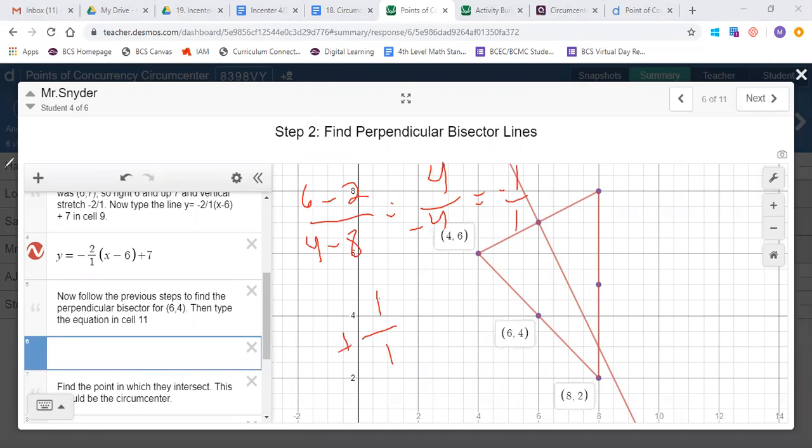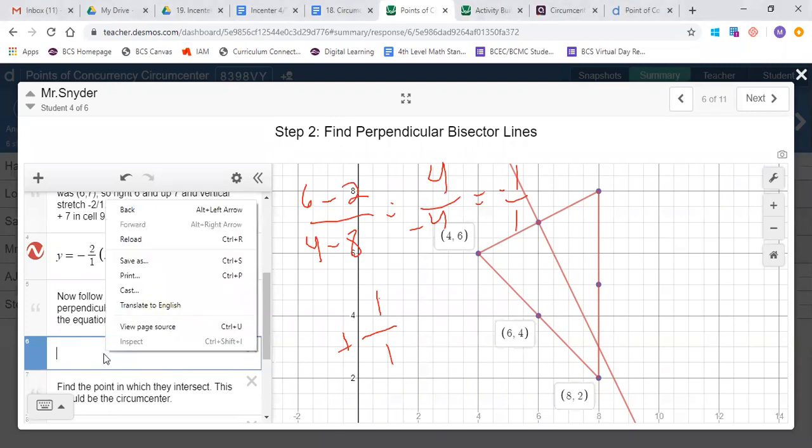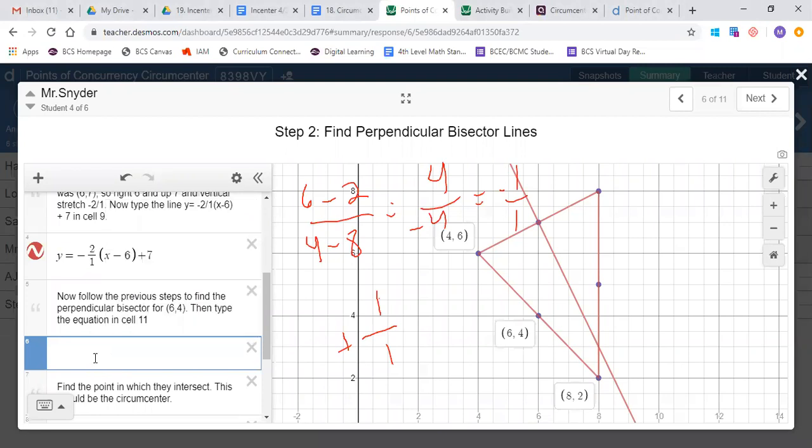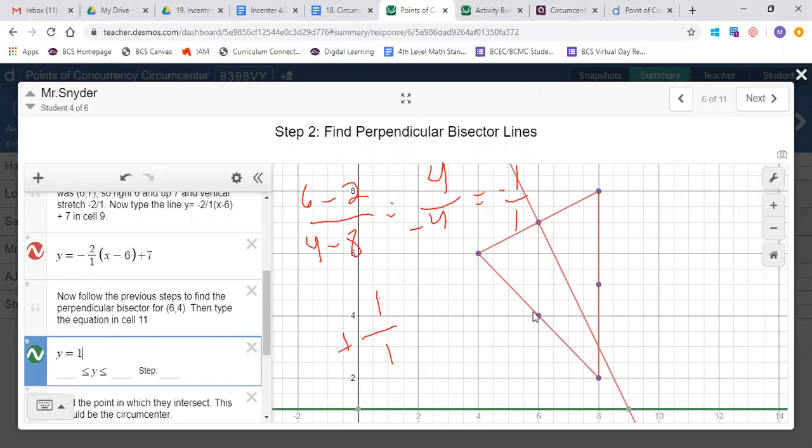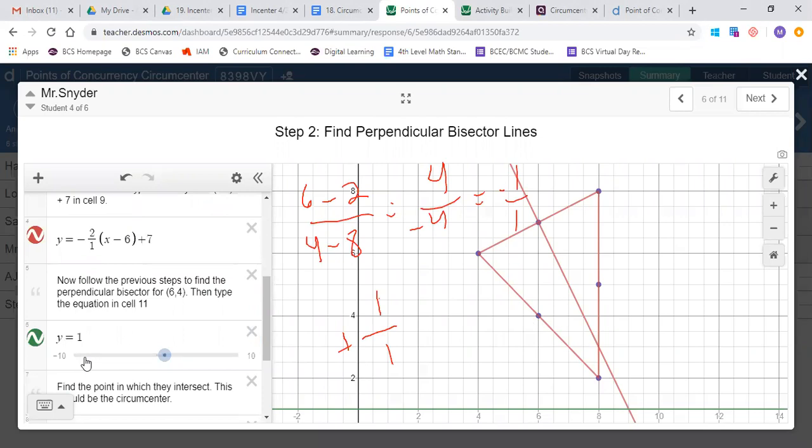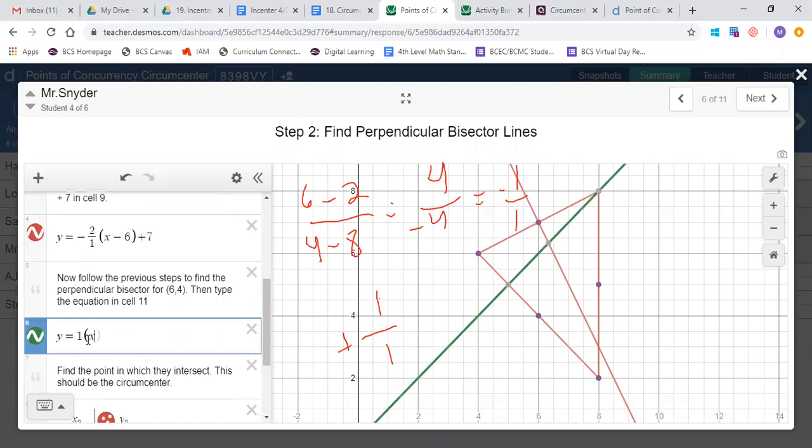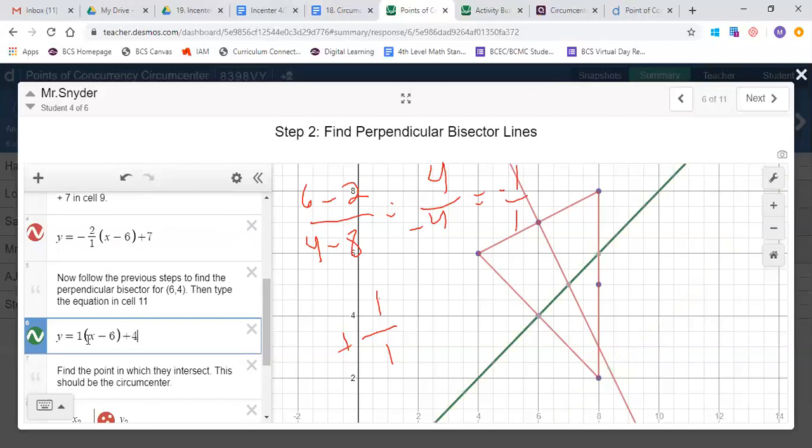a +1. So I'm going to come over here. I'm going to write my equation. I'm going to write it as y equals 1. And I want it to go through, remember, the midpoint, not the corner, not the vertex of the triangle. So I'm going to go to the midpoint, (6, 4). So I'm going to write y equals 1x - 6. Move it to the right 6, and then I'm going to move it up 4. Okay, and it's going to go through that point.